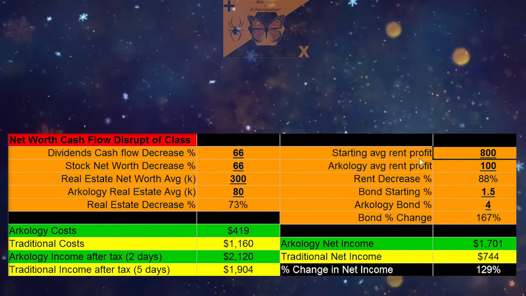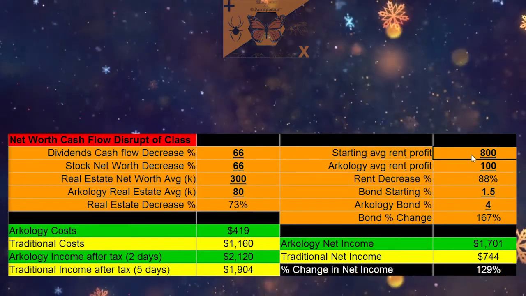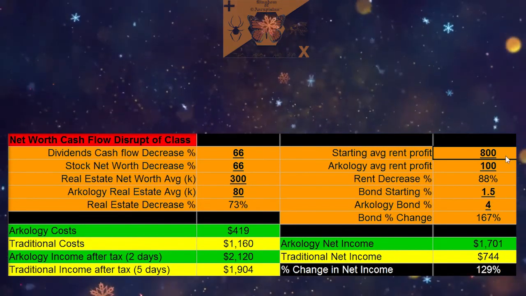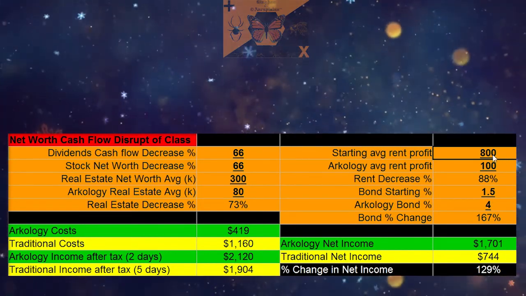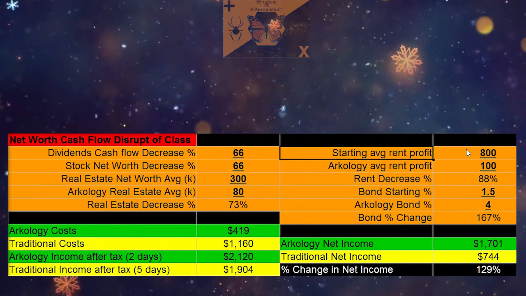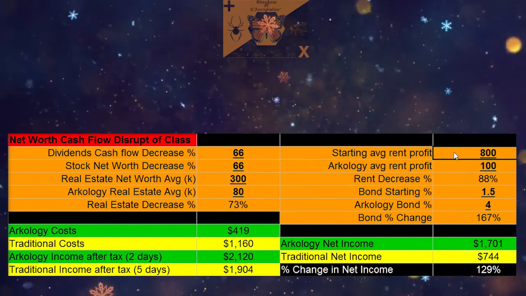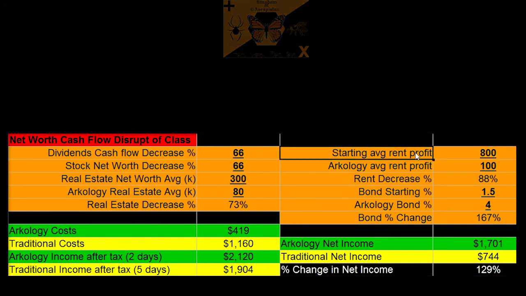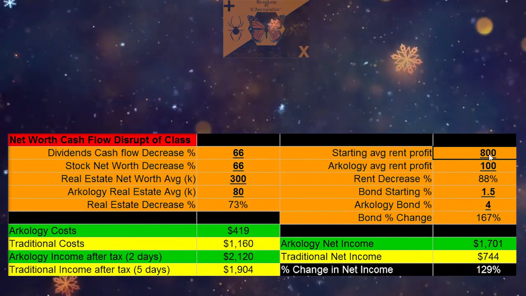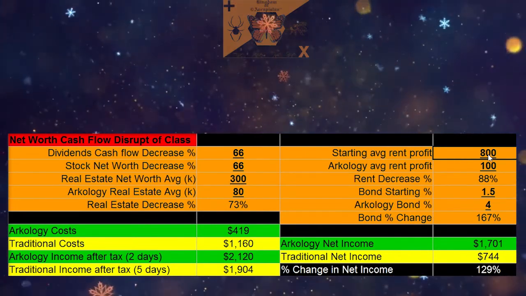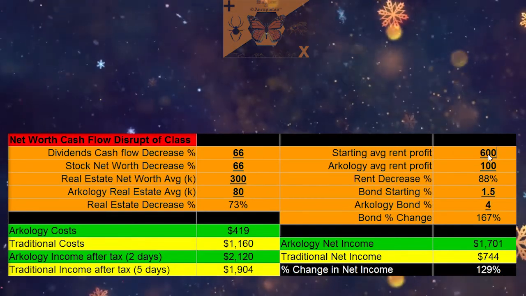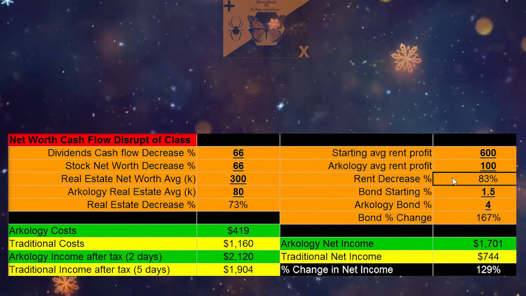This is your rental profit. This is based on a whole slew of things. I don't know how accurate this number is. Like, if you have a mortgage, obviously this number is going to be less. Depending on your city or even neighborhood, this number is going to vary. But maybe roughly 800, could be 600. So let's go with 600. 83% rental decrease.